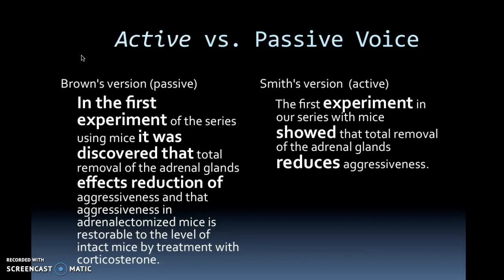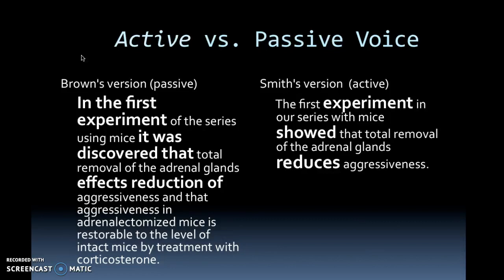Passive on the left in Brown's version. In the first experiment of the series using mice, it was discovered that becomes the first experiment in our series with mice showed. So we have a strong subject first in the sentence. We're really trying to stick closely to subject, verb, object. Experiment is the subject, showed is the verb. Further on, we see effects reduction of.